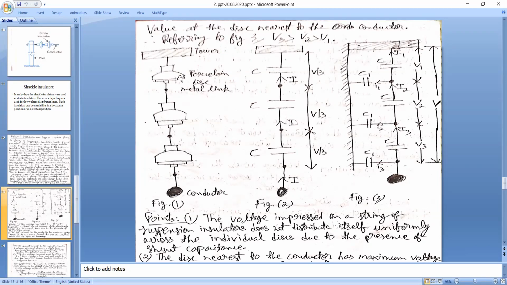All right, and porcelain disc is replaced by mutual capacitance because mutual capacitance acts as insulator. Porcelain disc also acts as insulator. So that's why porcelain disc is getting replaced by this mutual capacitance C. And normally these values are equal to each other. This C, C, C, these are all equal to each other, mutual capacitances.